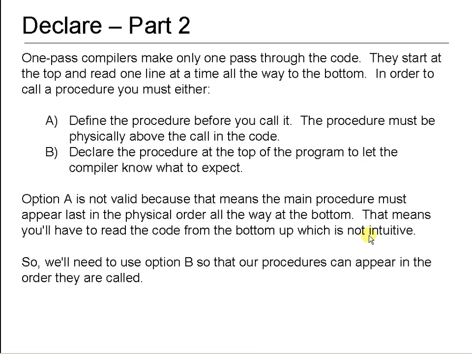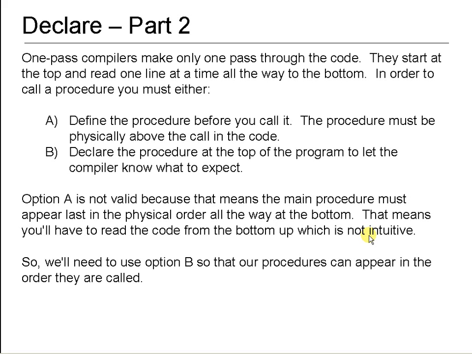One-pass compilers make only one pass through the code. They start at the top and read one line at a time all the way to the bottom. In order to call a procedure, when you're dealing with a one-pass compiler, you must do one of two things. You either must define the procedure before you call it. That means the procedure must be physically above the call in the code, so that determines the physical order. Or you have to declare the procedure at the top of the program to let the compiler know what to expect.